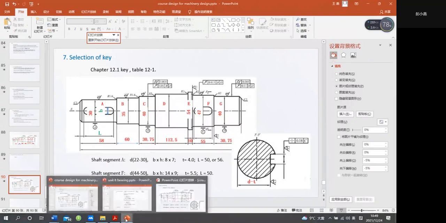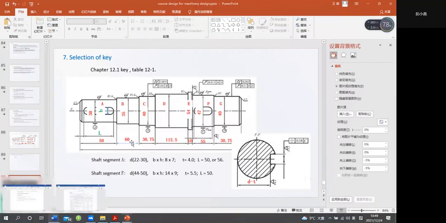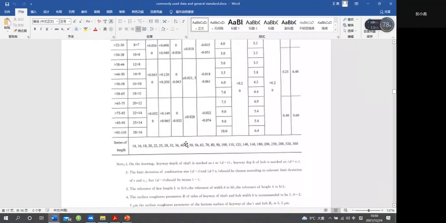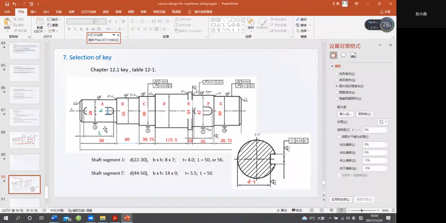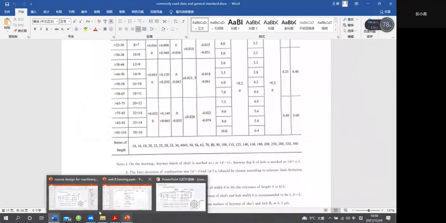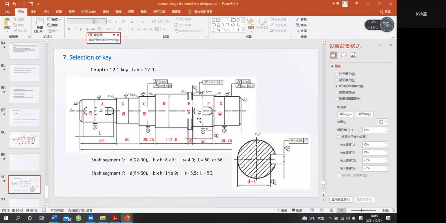And for the length, the lengths are standard values. According to this, the length of segment A is 58. So we can choose 50 or 56 as the length of the key. Okay? Any problem? No problem.